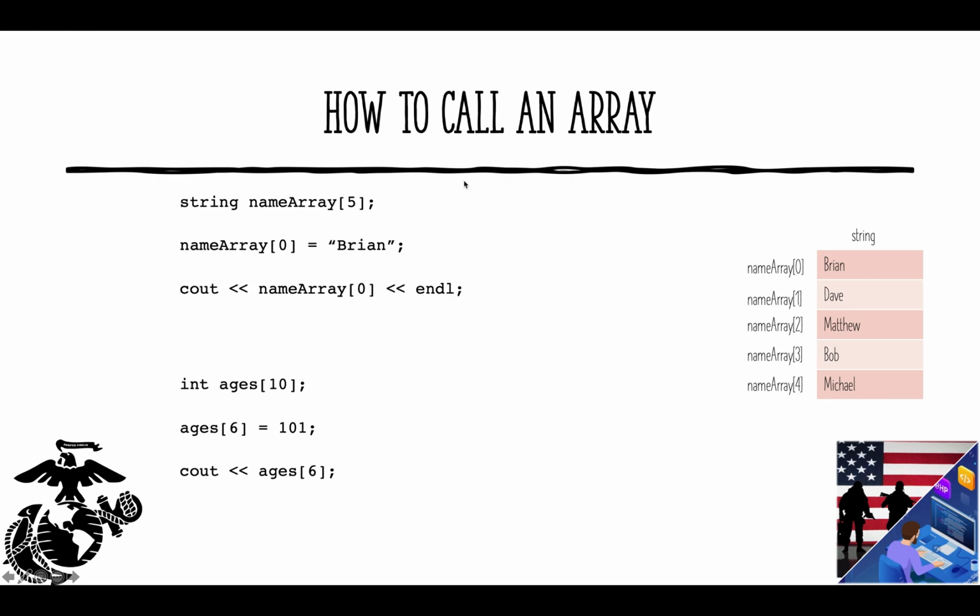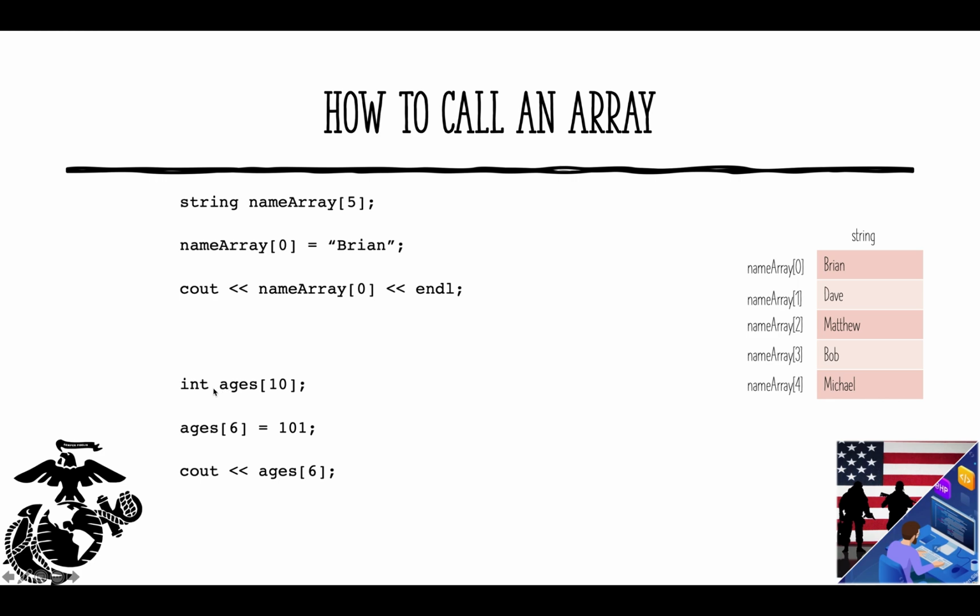Here's how you call your array. Again, let's create an array, string name array, and we're going to set it to 5. So again, our name array is equal to 5 over here. We're going to set name array index 0 to Brian, and then we're going to print it out. Cout name array of index 0. So it's going to print out to the user the string Brian.